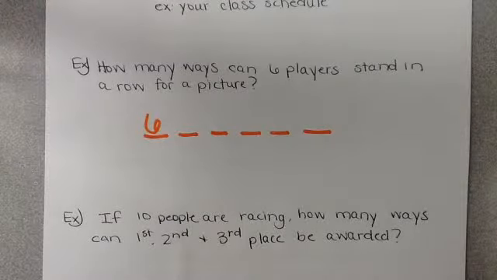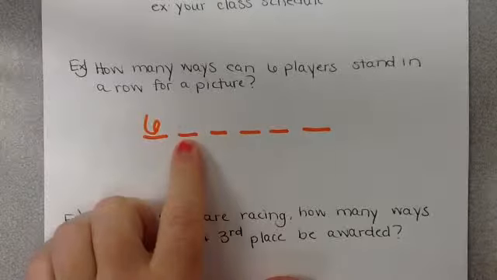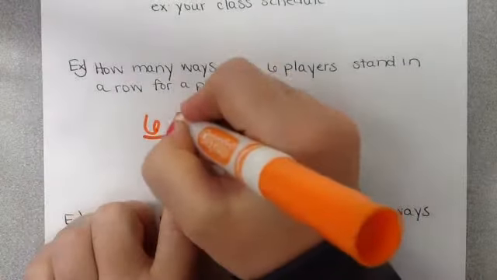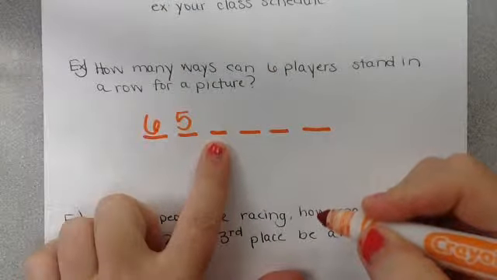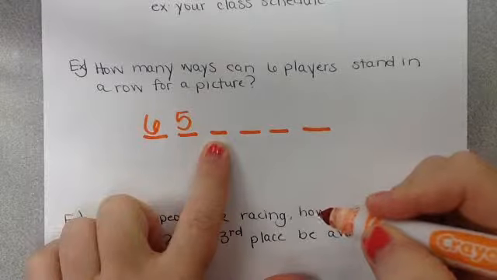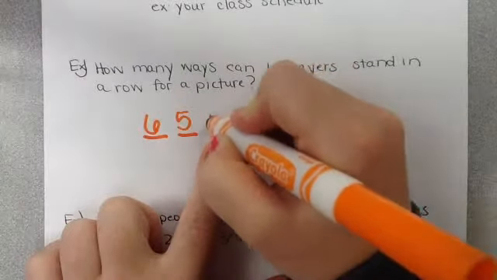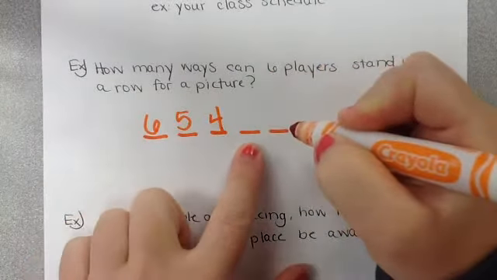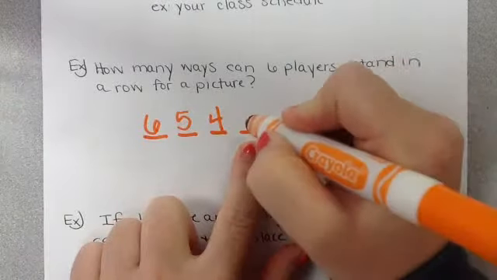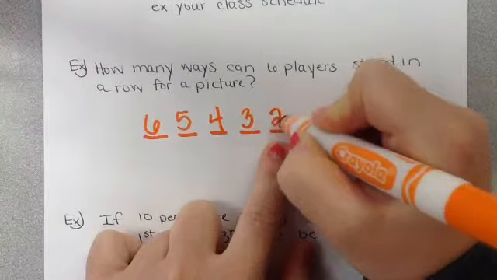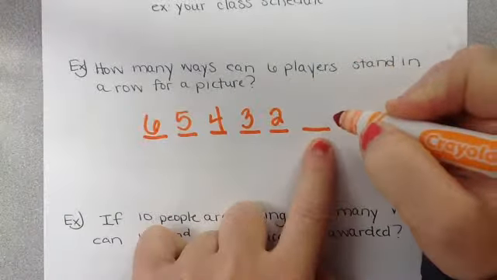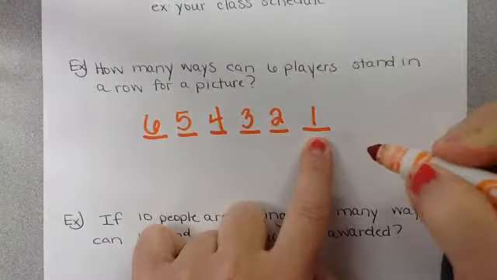Okay. So I pick Johnny. How many people are left for the next spot to choose from? 5. So I pick Sally. How many people are left to go in this spot? 4. Pick one of them. How many are left? 3. Pick one. There are now 2 people. Near the end, there is only 1 person left to go in the last spot.